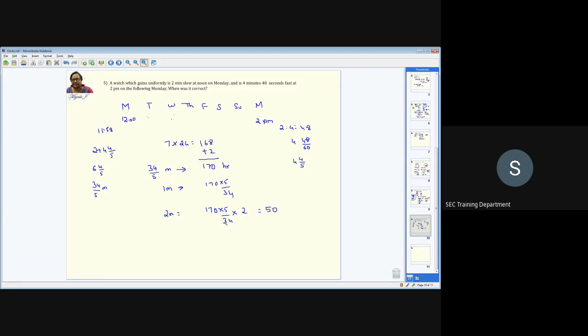17 by 34 is nothing but 1 by 2. And here 0 is there. So 10 by 2 is 5. 5 into 5, 25 into 2 is 50. So it is going to gain this 2 minutes in 50 hours, where it becomes 0. That means it's going to show the correct time. And after that, it's going to increase gradually.